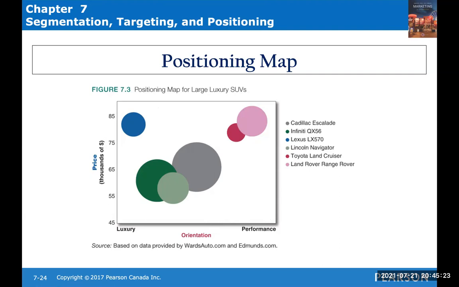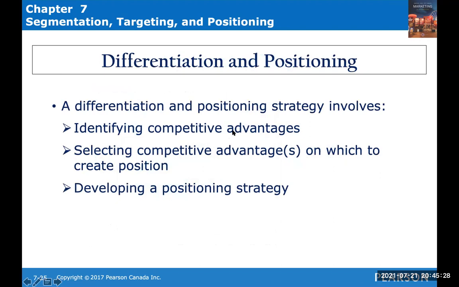All right, so differentiation and positioning now. A differentiation and positioning strategy involves identifying competitive advantages, selecting competitive advantages on which to create a position, and developing a position strategy. Let me give you an example of that. I actually crafted this for the Office of Graduate Studies. That's one of the things that I sat down and worked out for them in terms of their positioning.